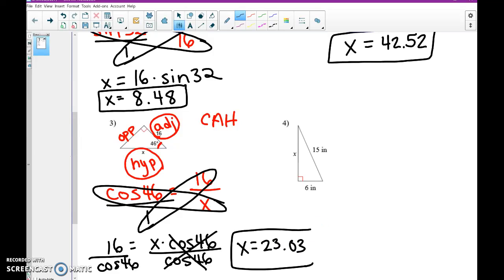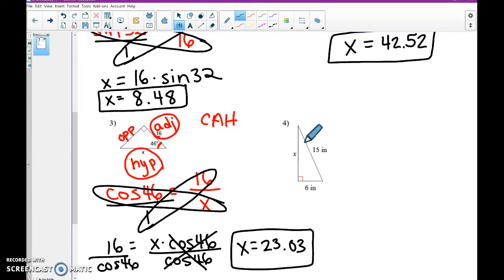23.03. Again, if you're using one of the nice calculators, you can just type in 16 divided by cosine 46 in that exact order. If you're using one of the weird ones, you're going to type it in like this, 16 divided by. Then you're going to have to do cosine 46 backwards. So you're going to do 46, hit the cosine button, and then you're going to hit equals one last time. You should get this answer. Okay, again, 16 divided by, hit the 46 button, and then hit cosine, and hit equals to finish it off.